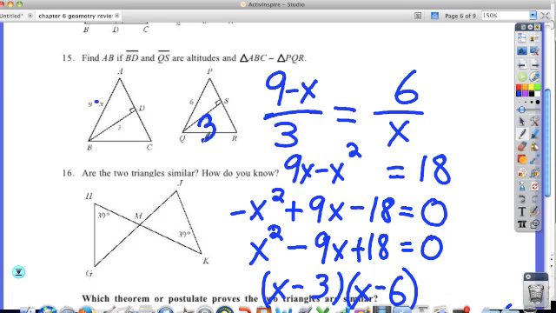is 3. Now, you could mess up like I did, because I was thinking they were just asking for x, and I got 3. But they actually wanted you to find AB. So 9 minus 3 is 6. In this case, these triangles are not just similar, they are what? Congruent.